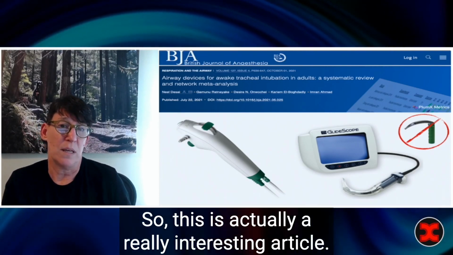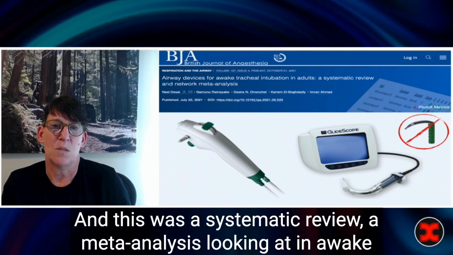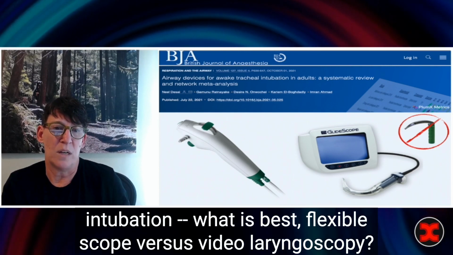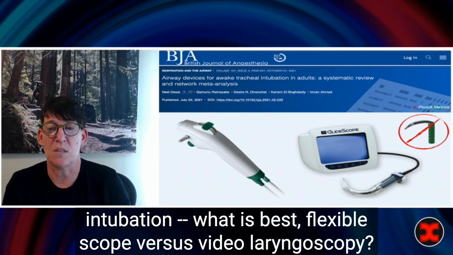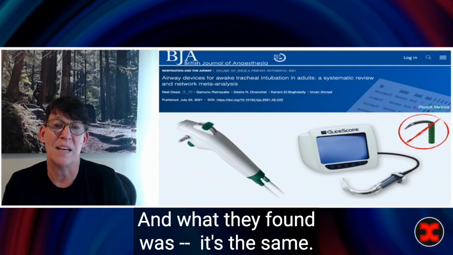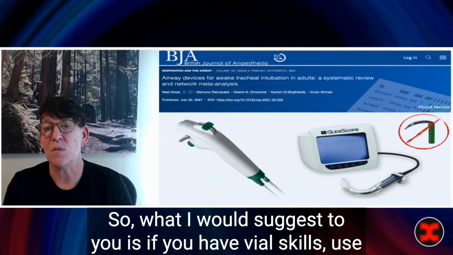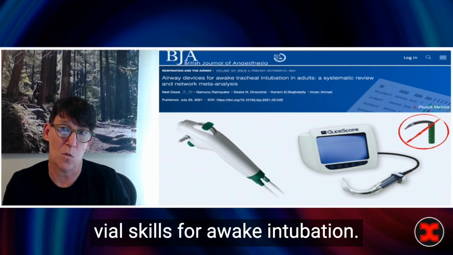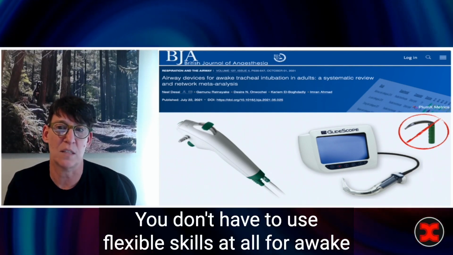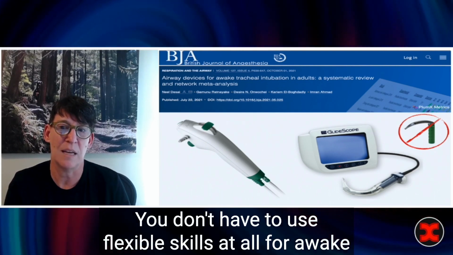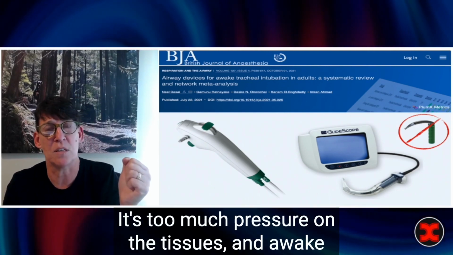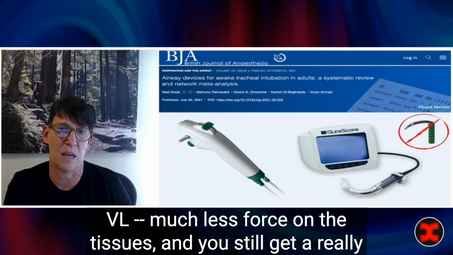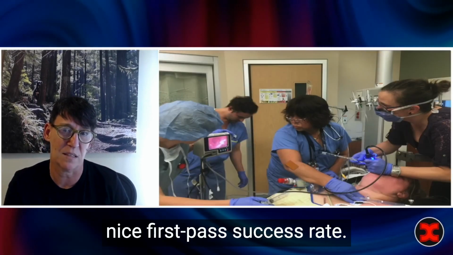So this is actually a really interesting article. It's quite current, and this was a systematic review, a meta-analysis looking at in awake intubation, what is best, flexible scope versus video laryngoscopy. And what they found was it's the same. So what I would suggest to you is if you have VL skills, use VL skills for awake intubation. You don't have to use flexible skills at all for awake intubation. And don't use DL. It's too much pressure on the tissues, and awake patients don't tolerate it. VL, much less force on the tissues, and you still get a really nice first pass success rate.